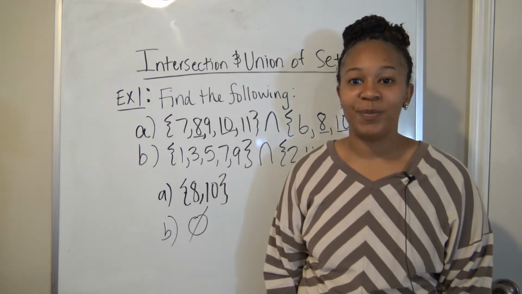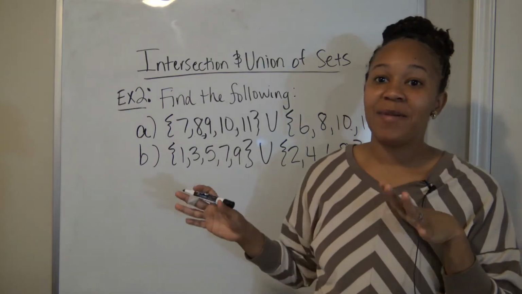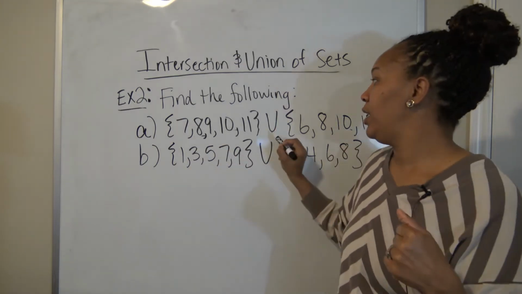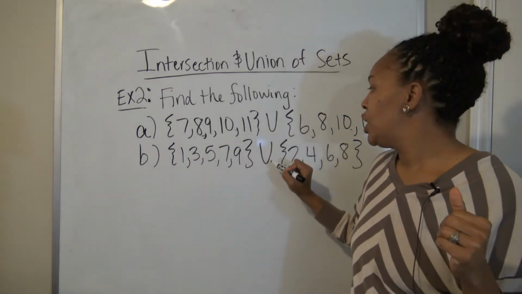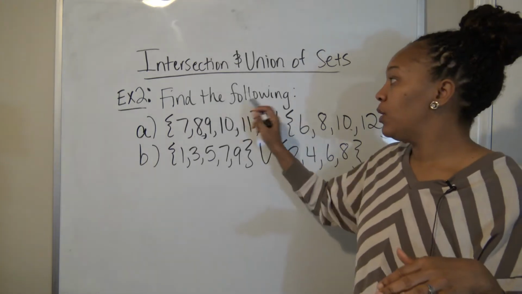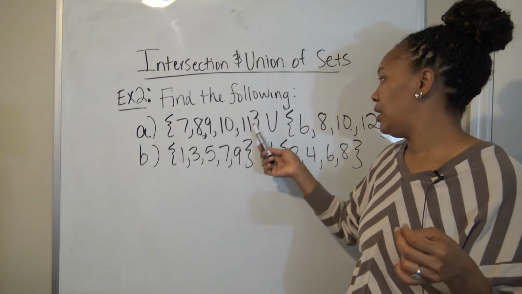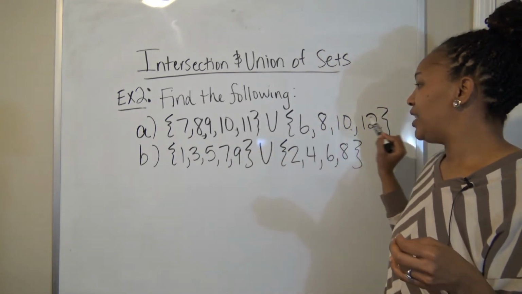Let's look at another one. For example 2, I have the same exact sets that I had in the last example, except the only thing is we changed the intersections to unions. So we still want to find the following. This time I want to find the union of the set with 7, 8, 9, 10, and 11, and the set with 6, 8, 10, and 12.